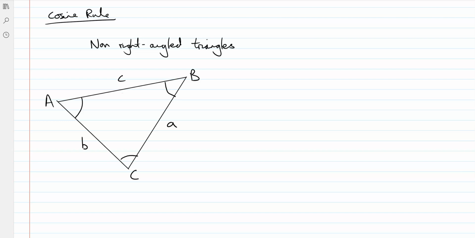And then cosine rule is as follows: a squared equals b squared plus c squared minus 2bc cos A. So cosine rule has cos in it, sine rule has sine in it. Nothing amazing there, I'm afraid. That's kind of pretty obvious. And that's how we can find our lengths using cosine rule.